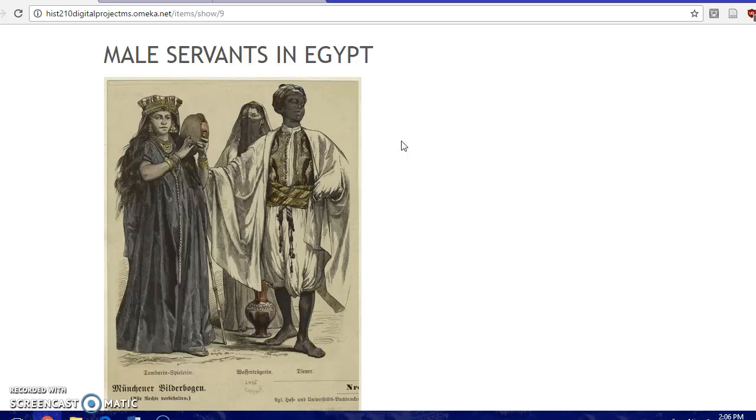One thing to note is that the servant's skin is depicted as much darker than the skin of the Egyptians. Part of the purpose of this distinction is because the Arabic Muslims viewed sub-Saharan Africans as inferior because of their darker skin.